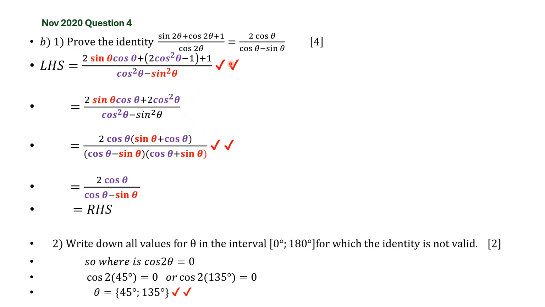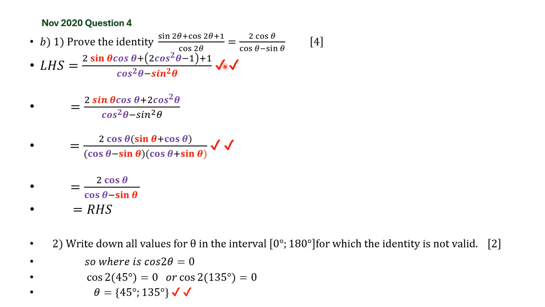So from grade 9, we should still remember that when we divide by 0, this whole expression will become undefined. So therefore, I'm looking at where cos 2 theta equals 0. Right, so we should know the cos of 90 is 0 and the cos of 270 is 0. So therefore, 2 times 45 gives me 90. So cos of 90 equals 0. 2 times 135 gives me 270, and the cos of 270 equals 0. Therefore, my answer is 45 and 135.